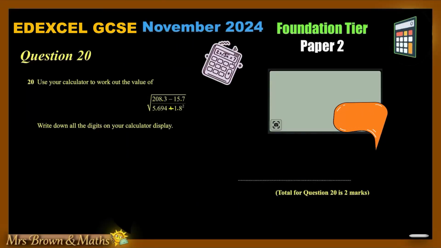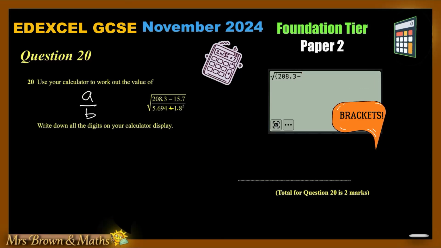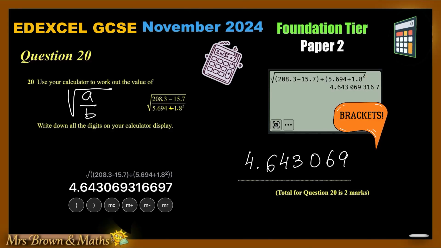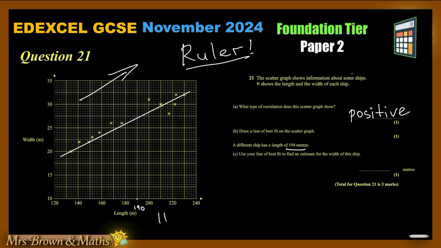Question 20. Use the calculator carefully and write all digits shown. Do not round. If you have a different calculator with a different amount of digits, the answers, look at the screenshot, might be slightly different. Question 21. Goes up, it means positive correlation. Then draw a line of best fit. Estimate from the line, it's about 28 meters.